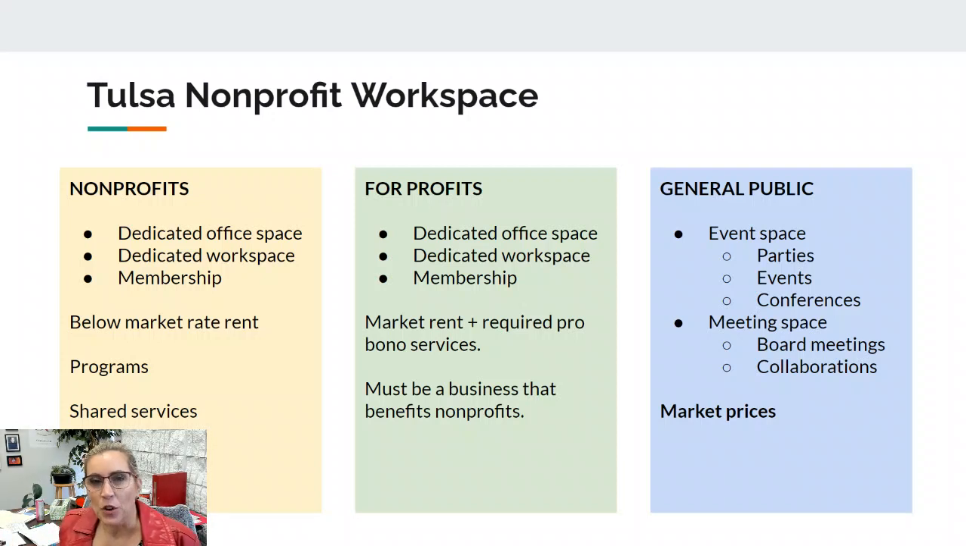Then the space would also be available for for-profits. So it would be two types of for-profits. So you could have a for-profit company that, like mine, like Sharpshooter Communications, that serves nonprofits, and they could office there. They would have to pay market rate. And in exchange for being able to be there among all of these great potential clients, they have to agree to do education or to do free coaching or do something like that every month.